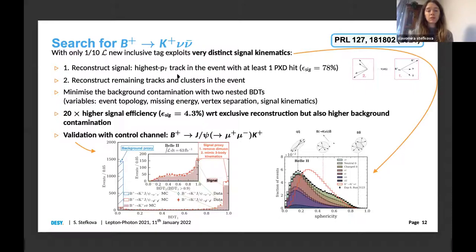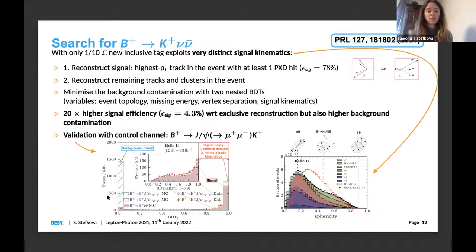This, however, leads to a higher signal efficiency, but also higher backgrounds. And so most of our analysis is done in such a way as to minimize the background contamination. And we do it with a series of two nested BDTs. This analysis strategy and the BDTs are then validated with our control channel, B to J/psi K.